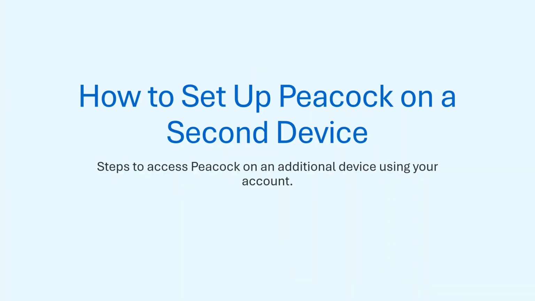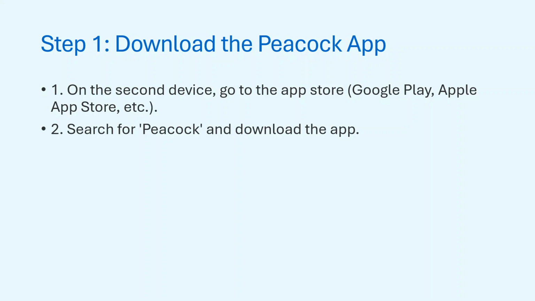In this video, I'll show you how to set up Peacock on a second device. Step 1 is to download the Peacock app. On the second device, go to the App Store, Google Play or the Apple Store, and then search for Peacock and actually go ahead and download the app.